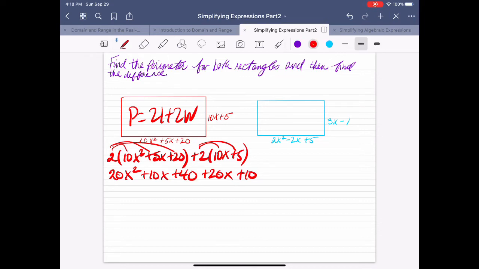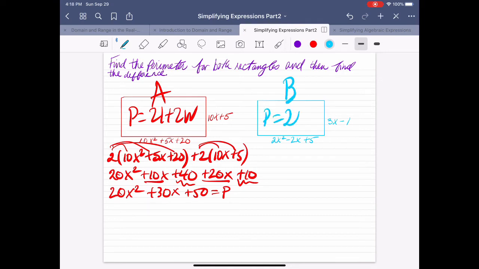The 20x squared does not have a like term, so bring it down. 10x plus 20x gives us 30x. And the constants, 40 plus 10 is 50. So the following expression represents the perimeter for rectangle A. Now rectangle B, so we're going to use the same formula. Perimeter equals twice the length plus twice the width.